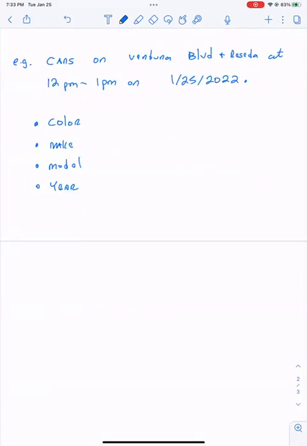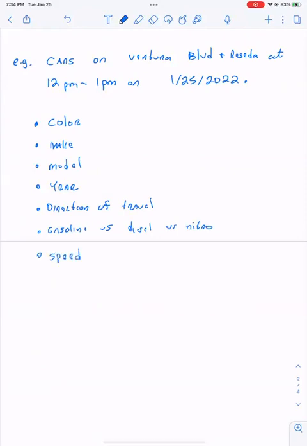All right. My father gave me some direction. Damn it, you missed my joke. Okay, direction of travel. That's a good one. Are they going east, west, north, south? What the car runs on? Gasoline versus, I guess, diesel or nitro. What's nitro? Is that a real thing? I feel like it's like a Nintendo game or something. Speed, how fast they were traveling. Type of car, is that make and model? Is that different?